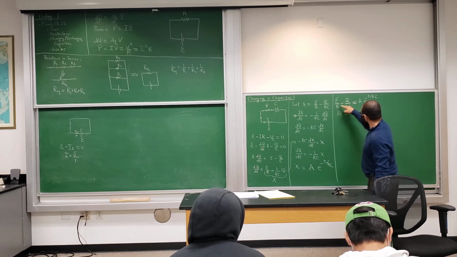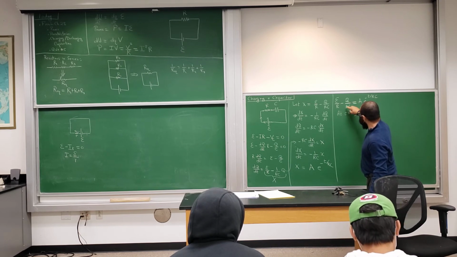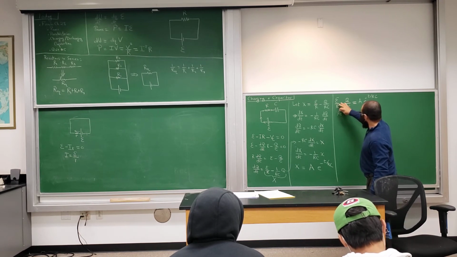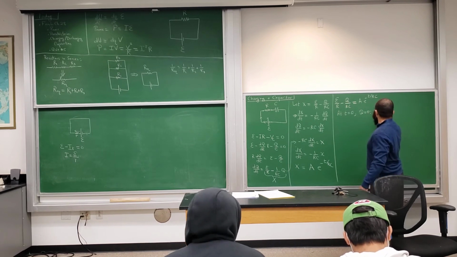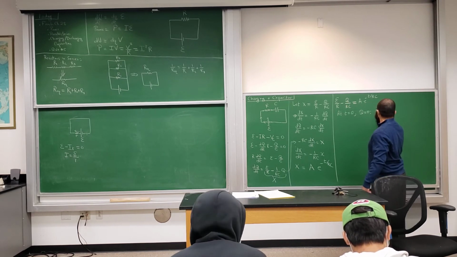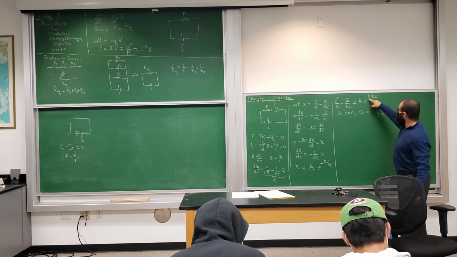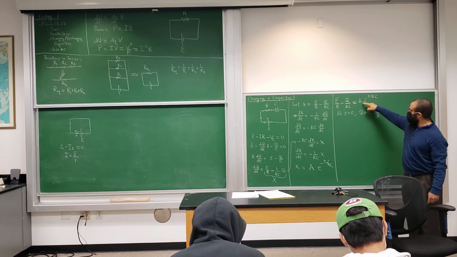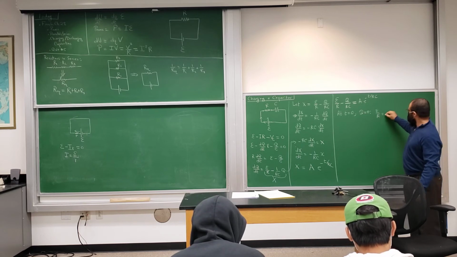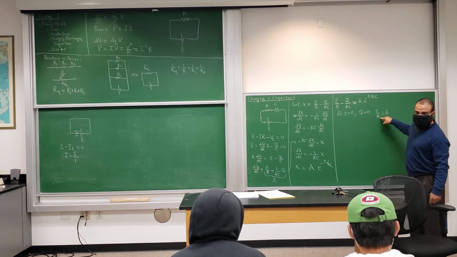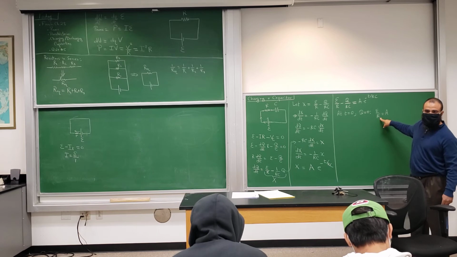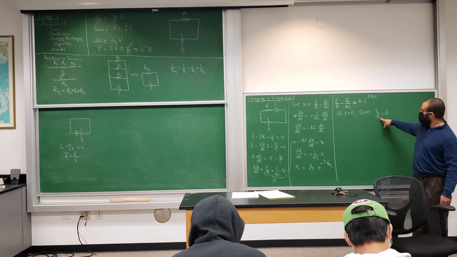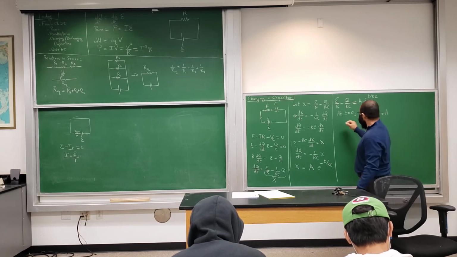On the left side, Q is 0, so this is 0. I would have EMF over R equals, when I plug in 0 for T, e to the 0, right? And e to the 0 is 1, so I get A. So this A is just the EMF of the battery over R. That is A. So let's go back to our equation.